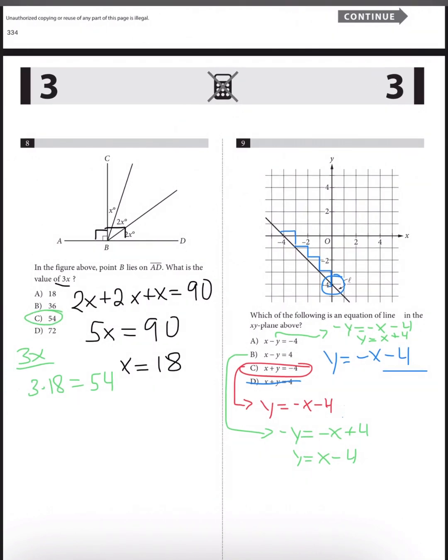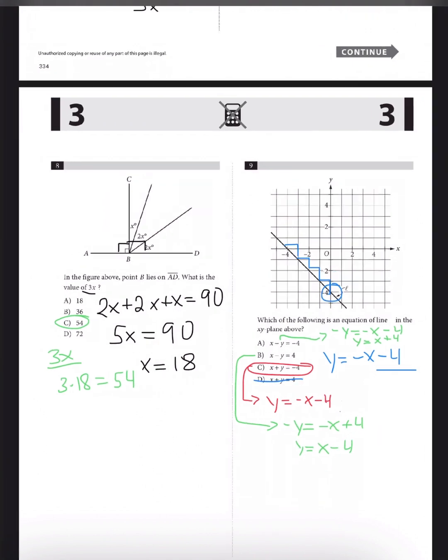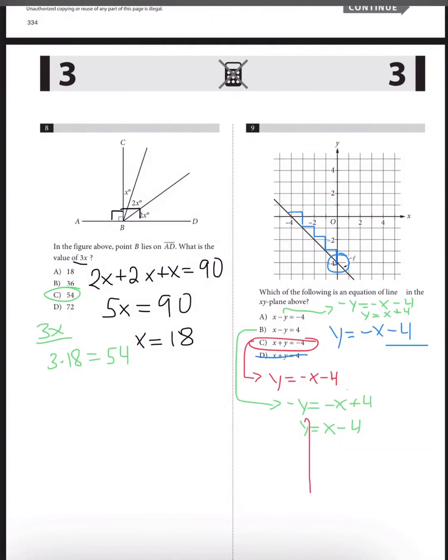But in the actual SAT, if you found your answer and you know that's right, then you can just move on. Whoops.